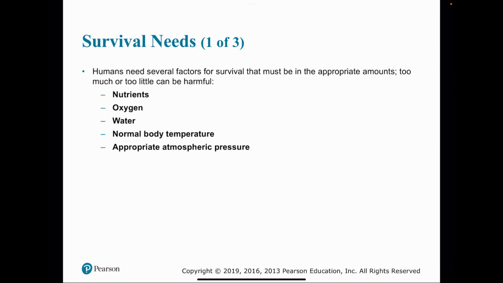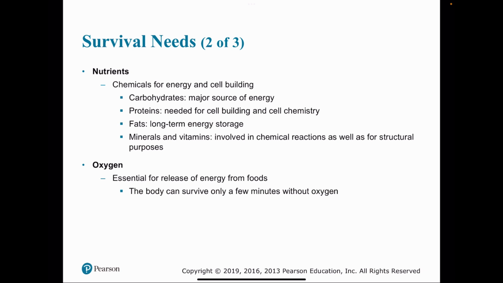Let's move on to survival needs. So humans need several factors for survival that must be in the appropriate amounts. If we have too much or too little, then it can be harmful. So we have different things that are needed for survival: nutrients, oxygen, water, maintaining normal body temperature, and appropriate atmospheric pressure. Starting with nutrients, these are going to be the chemicals for energy and cell building. And so there are going to be what are called the macromolecules, 3 of the 4 of which will be vital nutrients for the body.